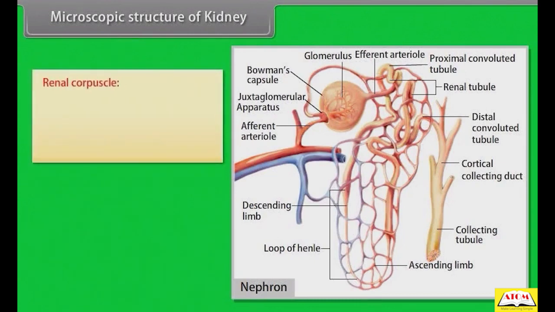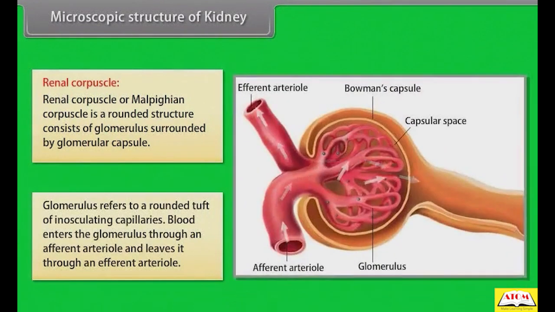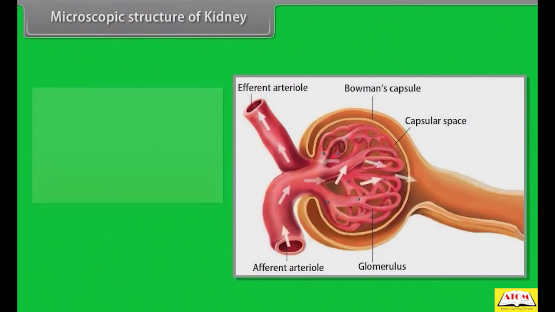Renal corpuscle. Renal corpuscle or Malpighian corpuscle is a rounded structure, consisting of glomerulus surrounded by glomerular capsule. Glomerulus refers to a rounded tuft of inosculating capillaries. Blood enters the glomerulus through an afferent arteriole and leaves it through an efferent arteriole.